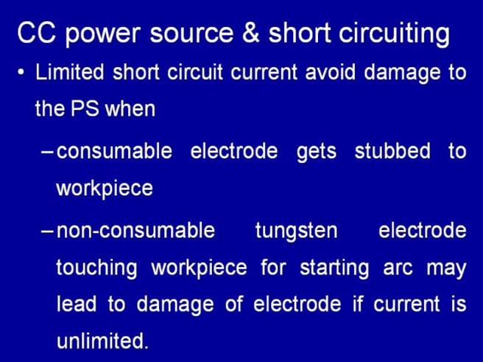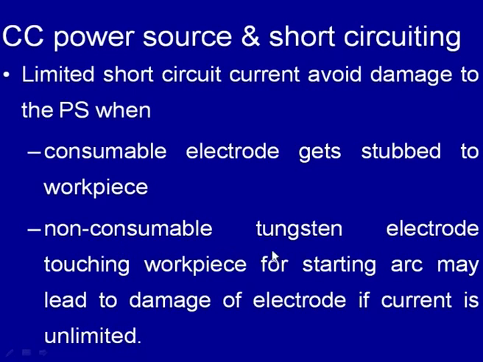This can happen when the consumable electrode gets stuck to the workpiece, or when a non-consumable electrode like tungsten is brought in contact with the workpiece for starting the arc, and this can damage the electrode if a very high flow of current starts. Especially when working with the GTA welding process, it is desired that the heat generated while igniting the welding arc is not much, but sufficient electrons are generated so that it can be initiated easily without causing much damage to the electrode tip.